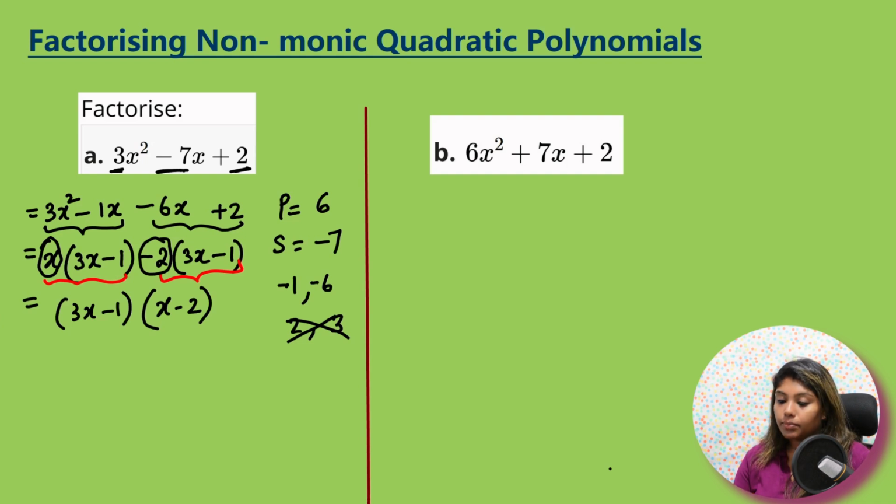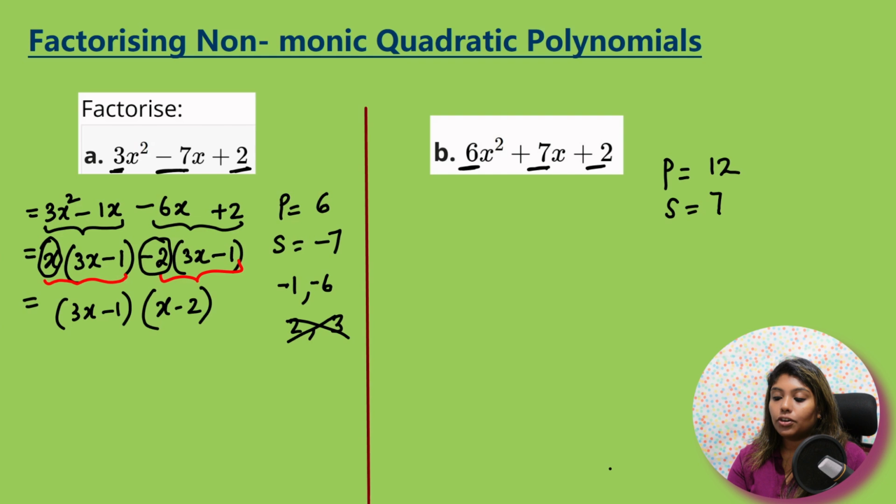Let's try the same for the second question. As I said, the method is to find the product and sum. The product here is the product of the coefficient of x squared and the constant. So 6 times 2 is 12. Because both are positive, the product is positive 12. The sum is the coefficient of x, which is 7.